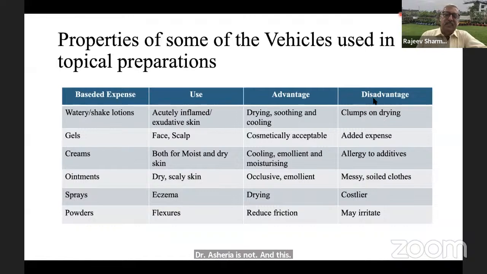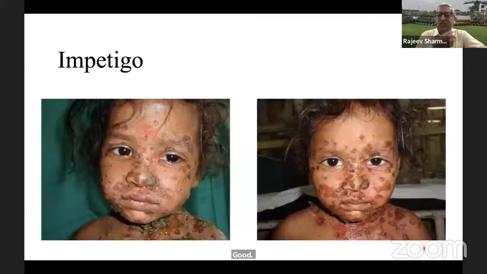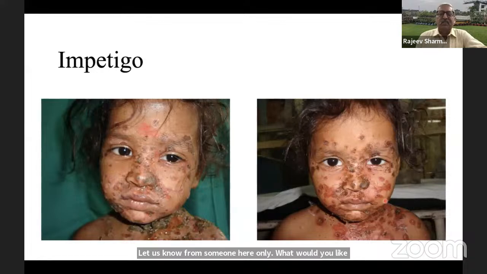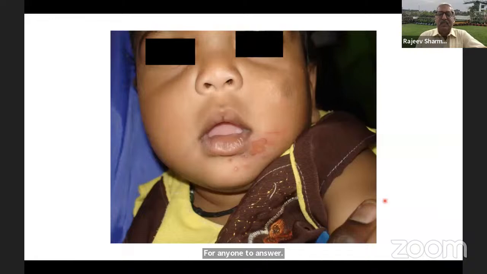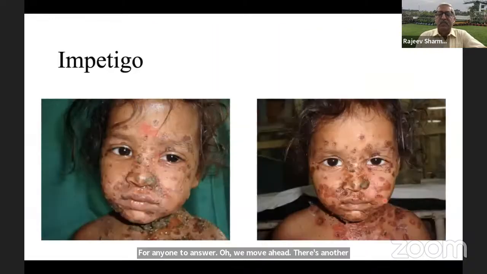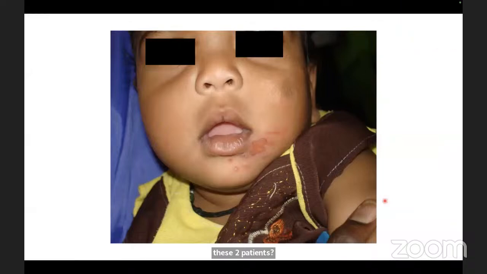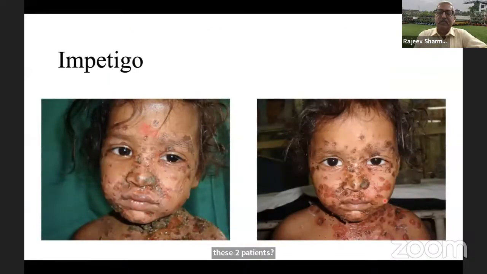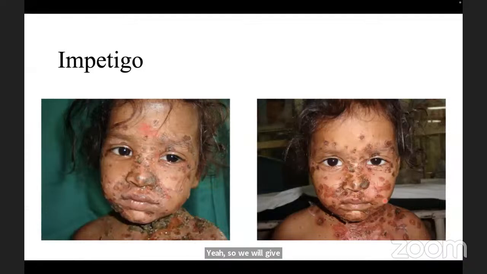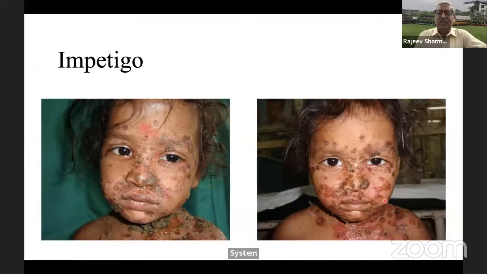So here is a condition. Okay, I'll put up some clinical slides here. Let us know from someone here only. What would you like to use in this patient? The diagnosis is written there. Is there anyone to answer? Or we move ahead. There's another patient here. So what will be the difference between these two patients? In the first one, it's a very extensive lesion. Yeah, so we will give a systemic antibiotic.